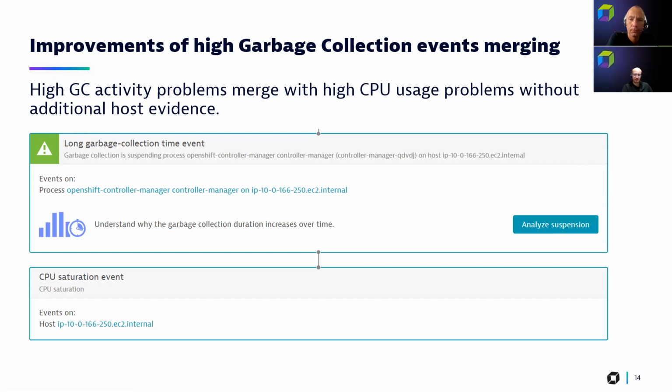So we have some improvements of high garbage collection events merging. As of this version, the high GC activity problems will merge directly with CPU usage problems without additional host evidence. Before this version, we needed some evidence, like metric change behavior or different availability events. But now you just need these two events to combine in a problem, for example, which you can see as a screenshot on the slides.